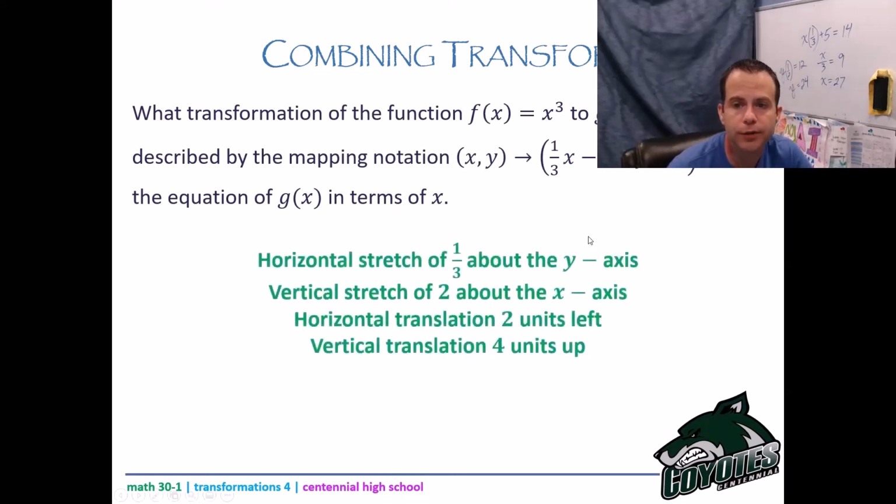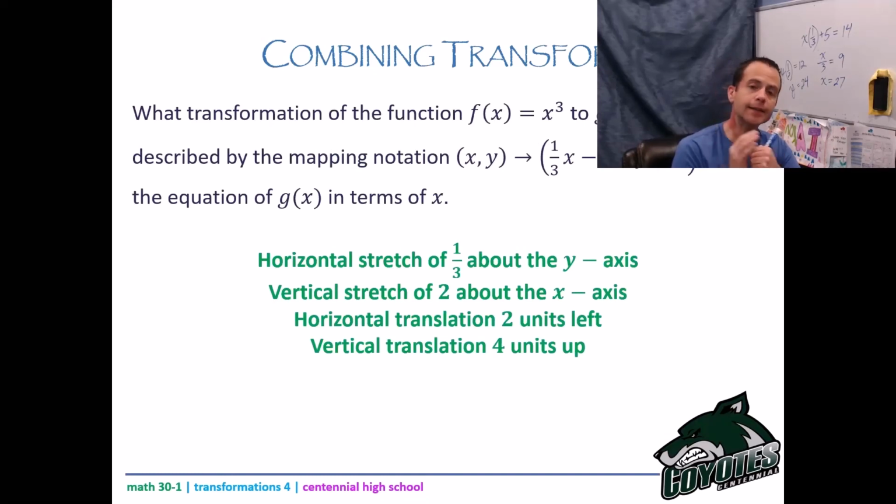You've got a horizontal stretch of a third about the y-axis. Remember that in mapping rule, you read them exactly as you see them. Vertical stretch of 2 about the x-axis, horizontal translation 2 units left, vertical translation 4 units up. Be very specific in how you are communicating this to me. I need to see all those words. Every one is important, okay? So be super, super specific.